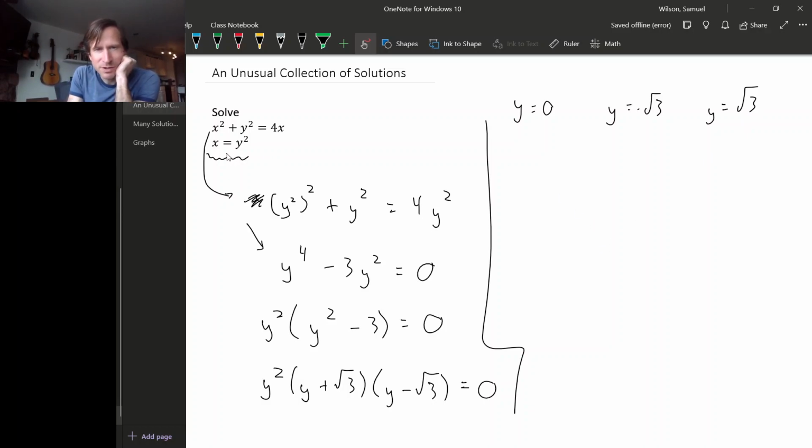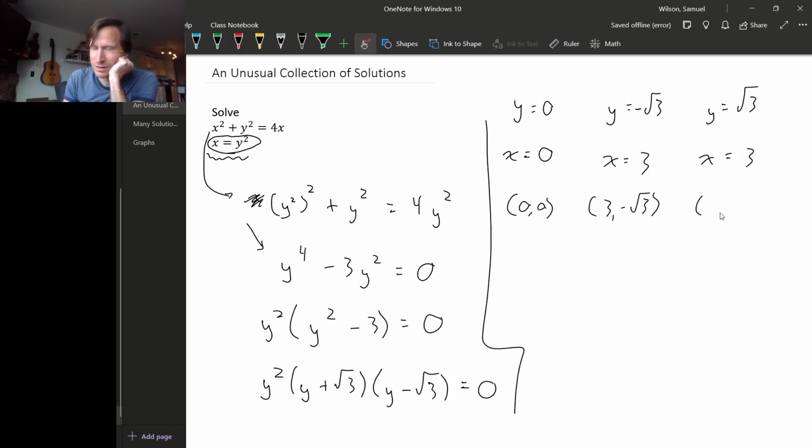Okay, now we can use this second equation to get the corresponding x values. So x is 0 squared, so that's 0. And then for these two here, we get x is minus root 3 squared, and that's 3. And for this last one, root 3 squared is 3. So we get 3 solutions: (0, 0), (3, minus root 3), and (3, plus root 3). Okay.